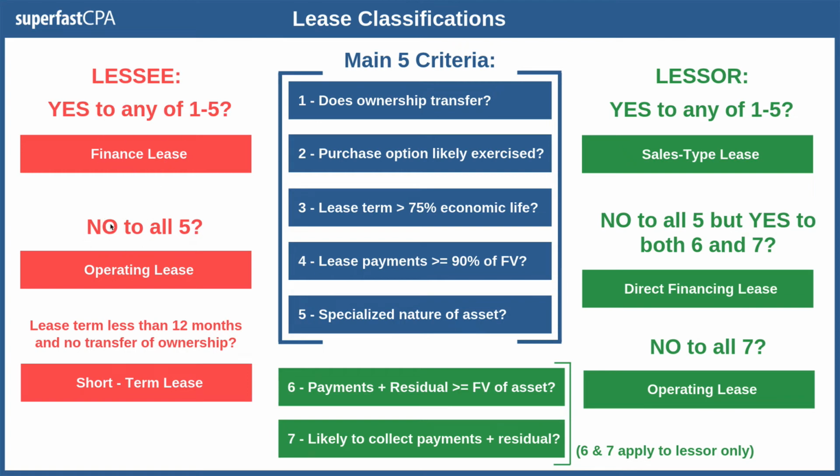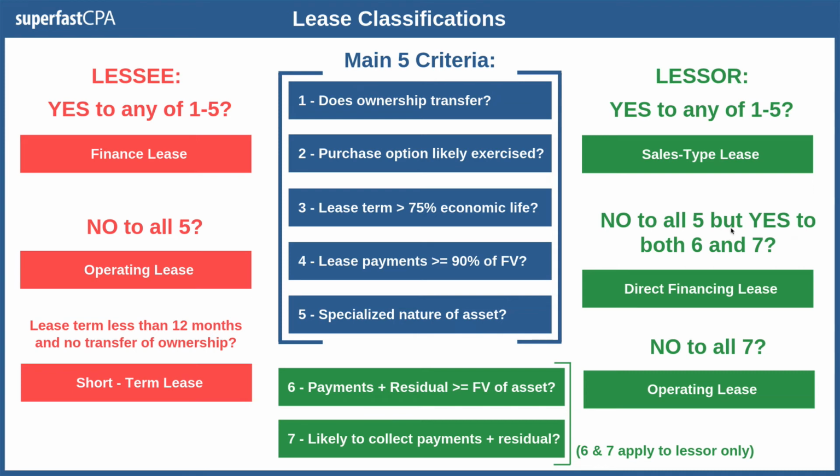If it's a no to all five, then it is an operating lease. If the lease term is less than 12 months and there's nothing about the transfer of ownership of the asset, then it's just simply a short-term lease. Now on the lessor side, again, if it's a yes to any of 1 through 5, then you have a sales type lease for the lessor, whereas the lessee again would have a finance lease.